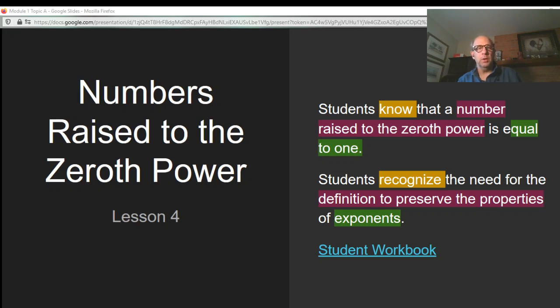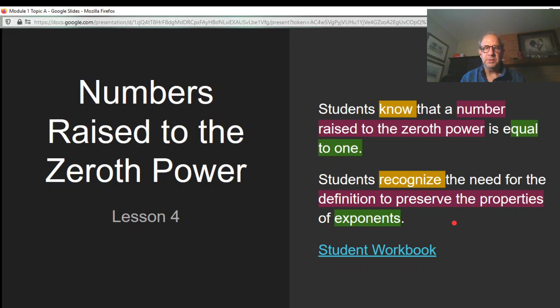Lesson 4, numbers raised to the 0th power, right? So remember here, we know that a number raised to the 0th power is equal to 1. So that's what we're learning today. We recognize the need for the definition to preserve properties of exponents. The reason a number raised to the 0th power is 1 is because if it isn't, then the rules that we have been using for the last couple of lessons won't work.